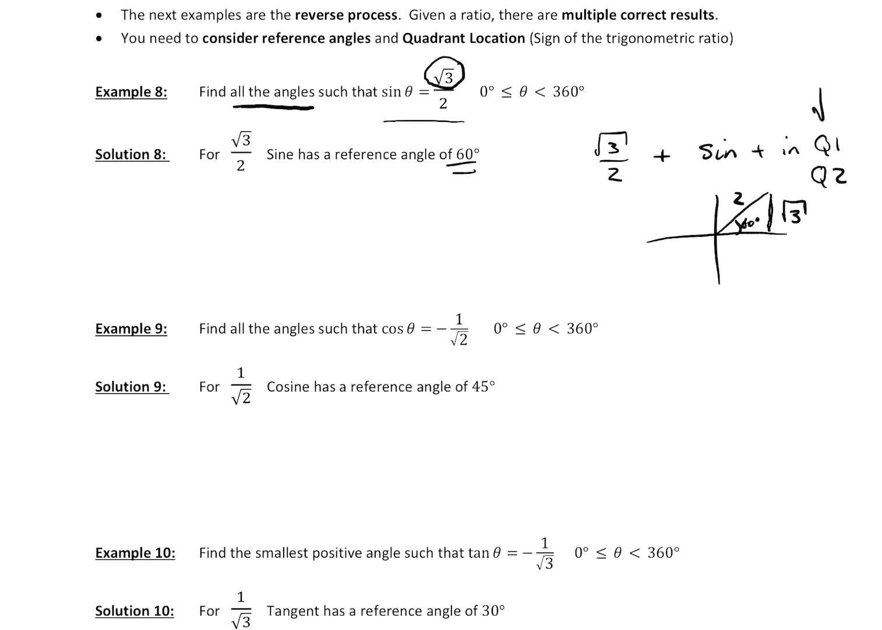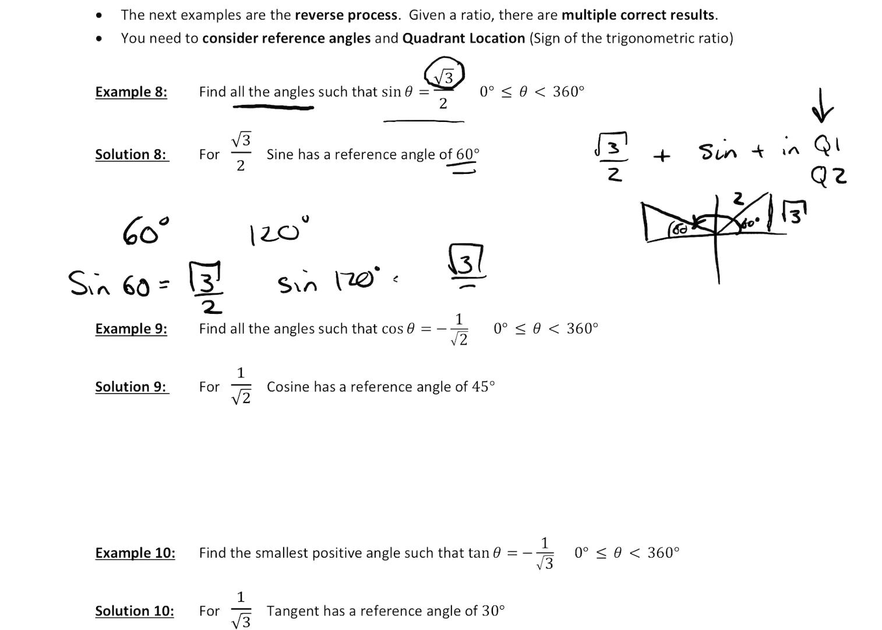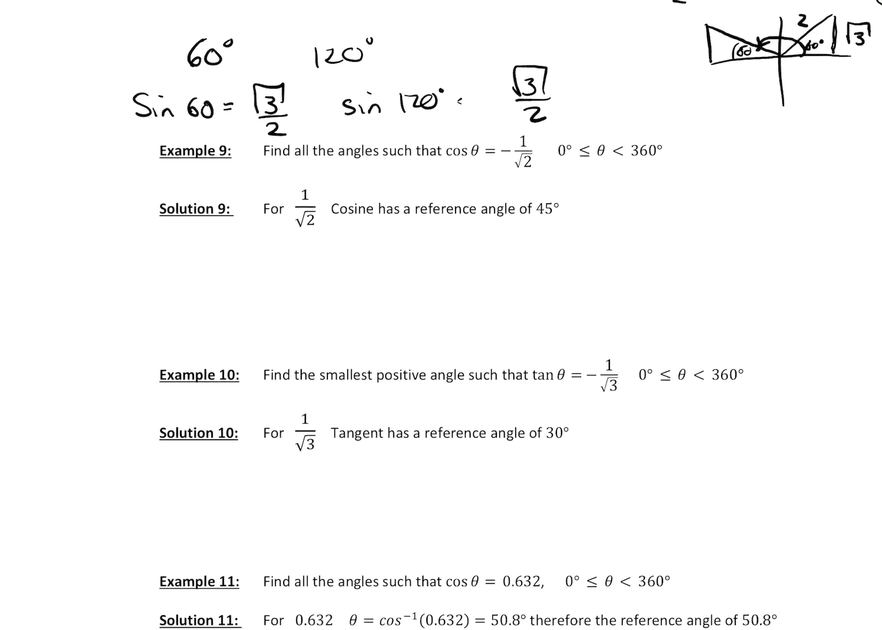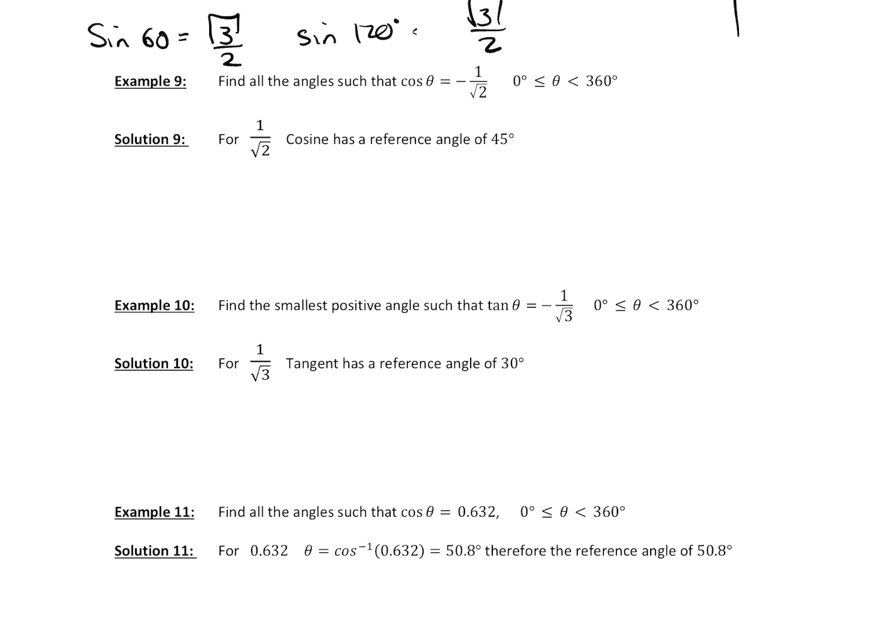Since it's positive in Q1, you know that your answer is 60 degrees. And it's also positive in Q2, so when the reference angle is 60, what's the angle? 120 degrees. So you get both your answers. Sine of 60 is root 3 over 2, and sine of 120 is root 3 over 2. So now we're tying in special angles, reference angles, and quadrants, and what is the value of the trigonometric function in the quadrant that you're in.